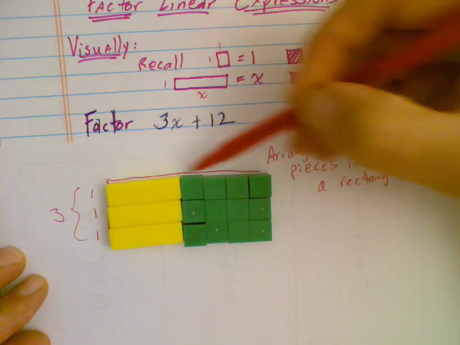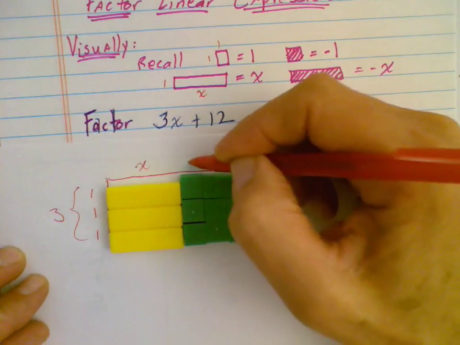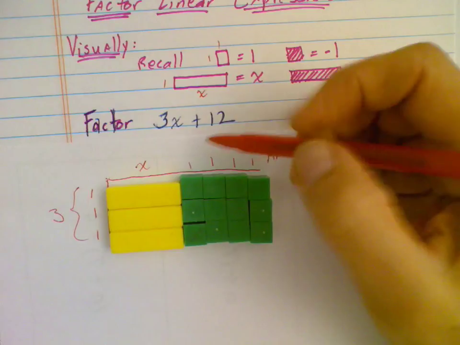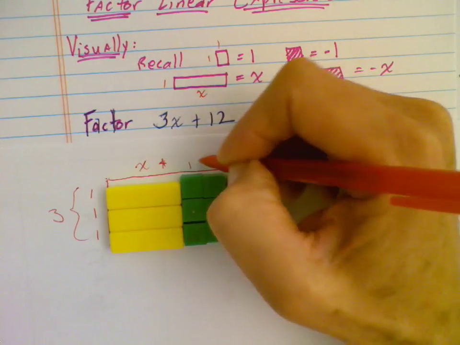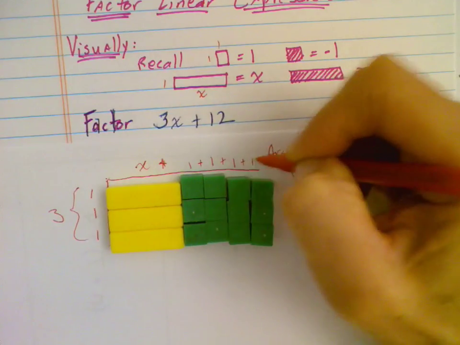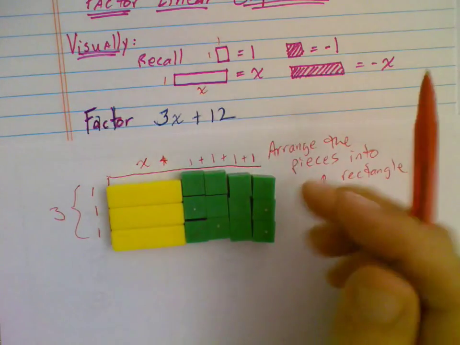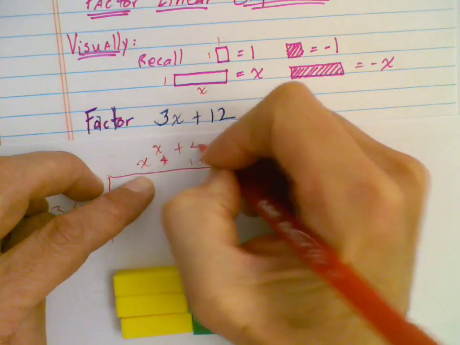When I look this direction, I see I've got this piece here, which is a length of x, and then I've got a 1 piece here, a 1 piece here, a 1, and a 1. And so if I want the length of the whole side, I have to add up everything. That's a plus, plus, plus, plus. So what I have here is x plus 1, 2, 3, 4. Let me write that. x plus 4.